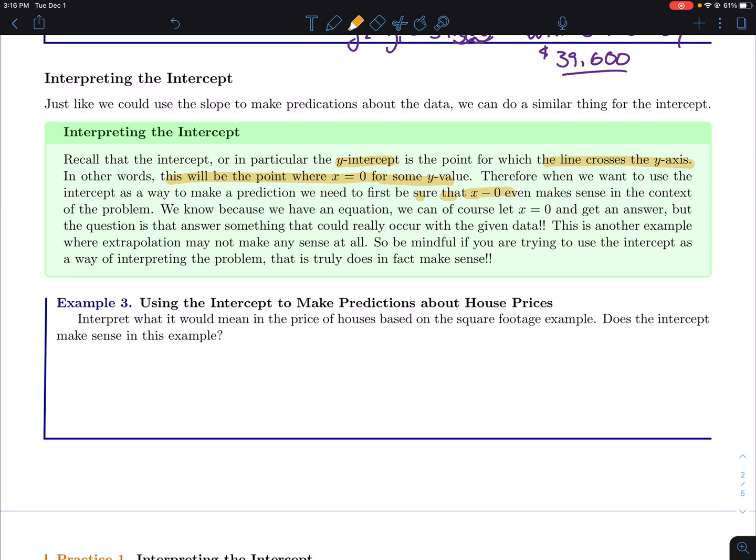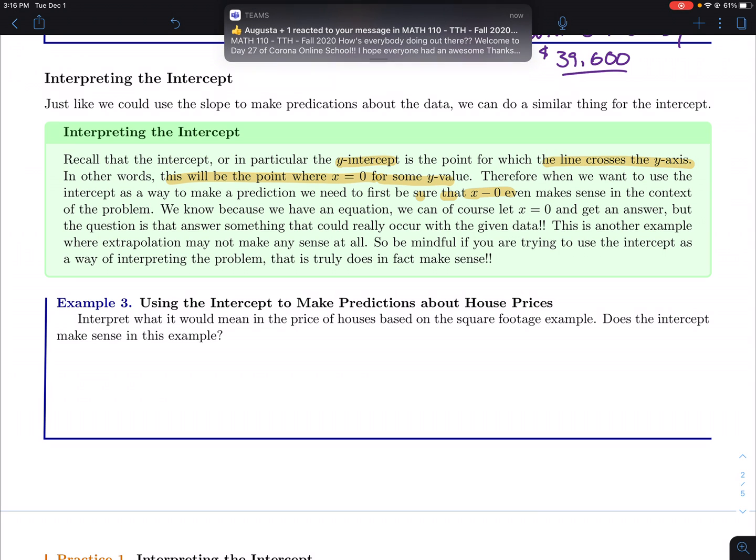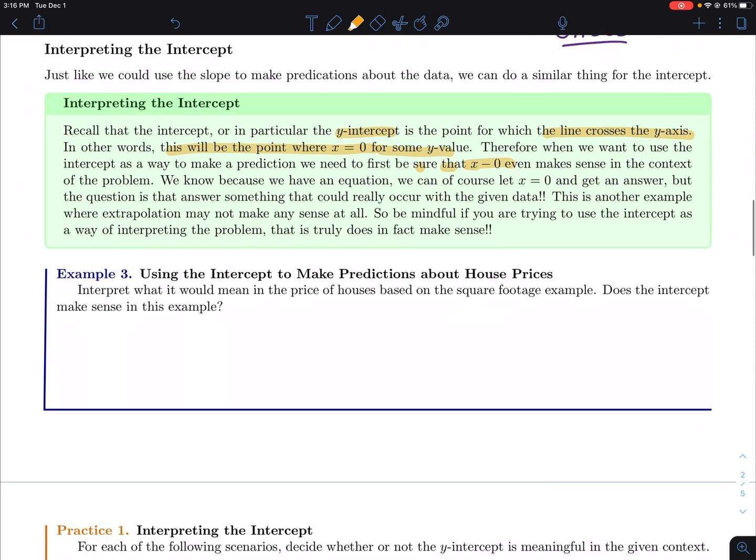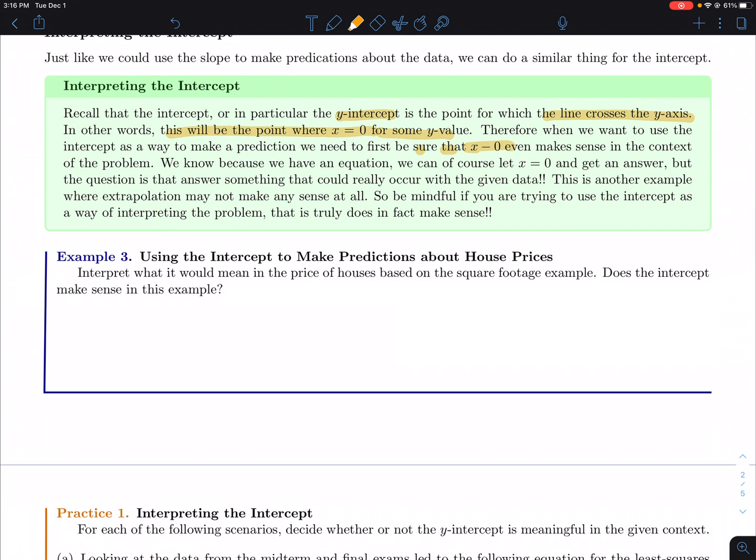We know that because we have an equation, we can, of course, let x equal 0 and get an answer, but that doesn't necessarily mean that it's going to give you good data. Just because we've got an equation and we can plug 0 in, first off, doesn't mean that x equals 0 is realistic and can even happen. And second, the output value you might get might make 0 sense whatsoever. So let's look at some examples so we can see if the intercept even makes sense.